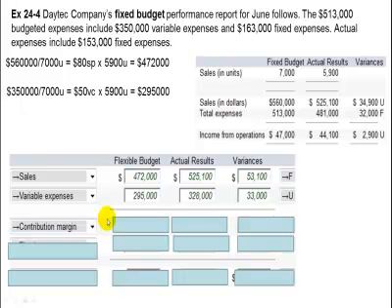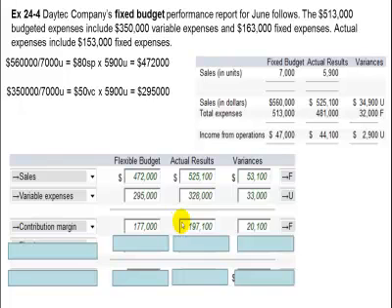Next, we've got contribution margin. Contribution margin, under both budget and actual results, will be sales minus variable costs. This budget amount should be 177. Our actual contribution margin was 197,100. So that gives us a net variance of $20,100, which is favorable.